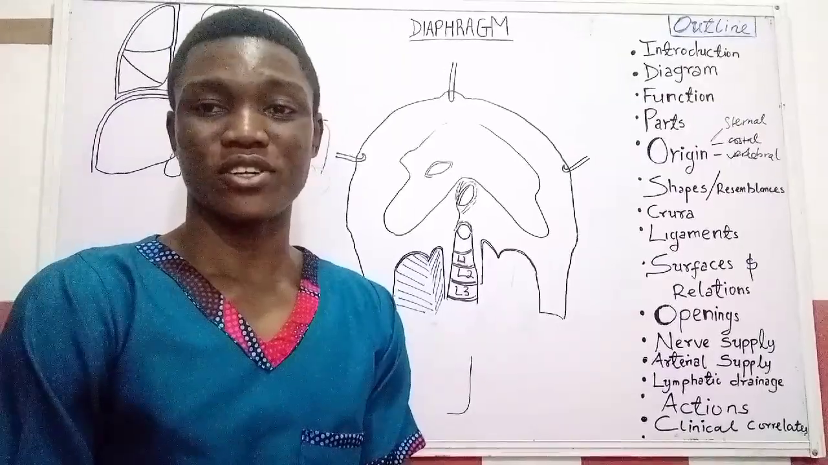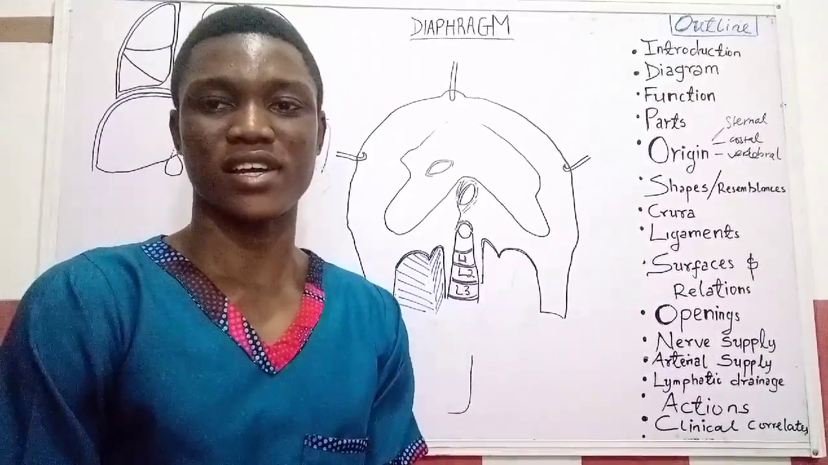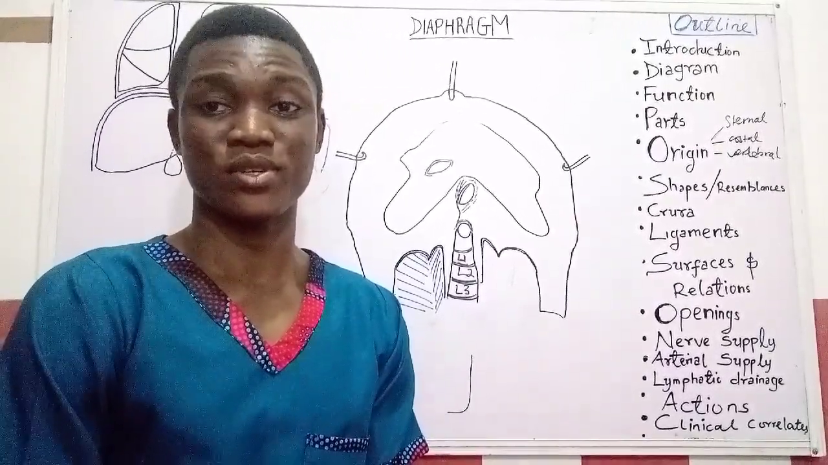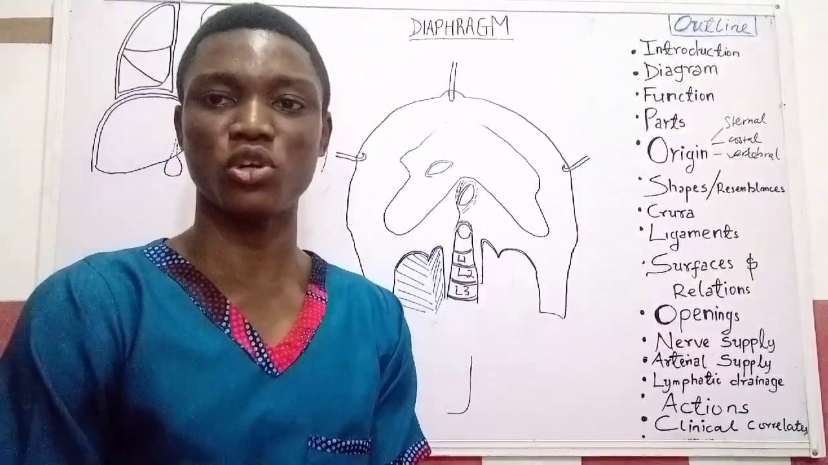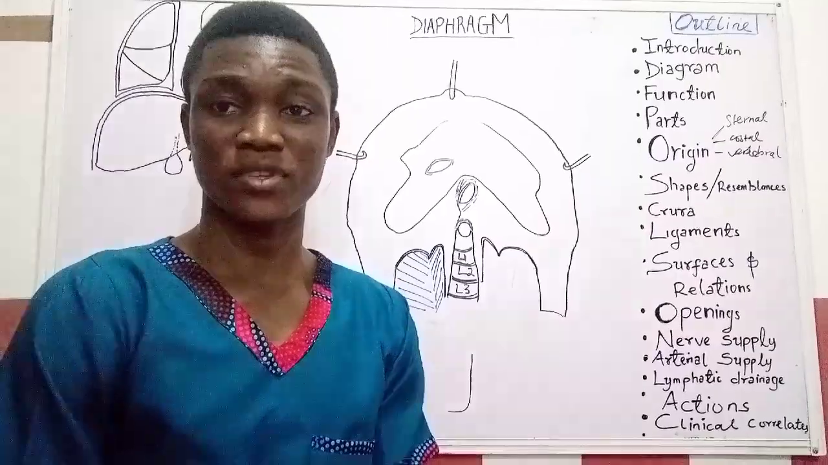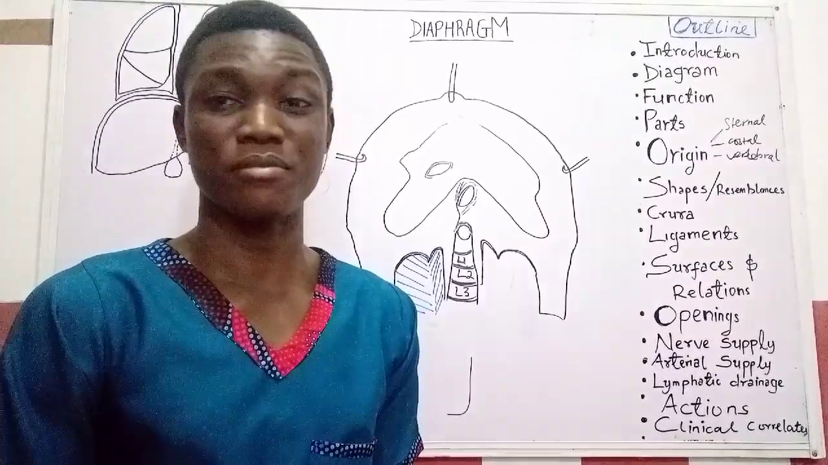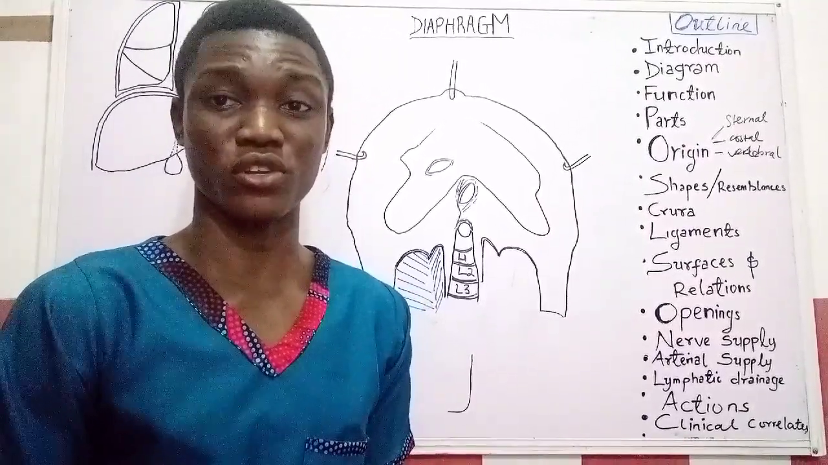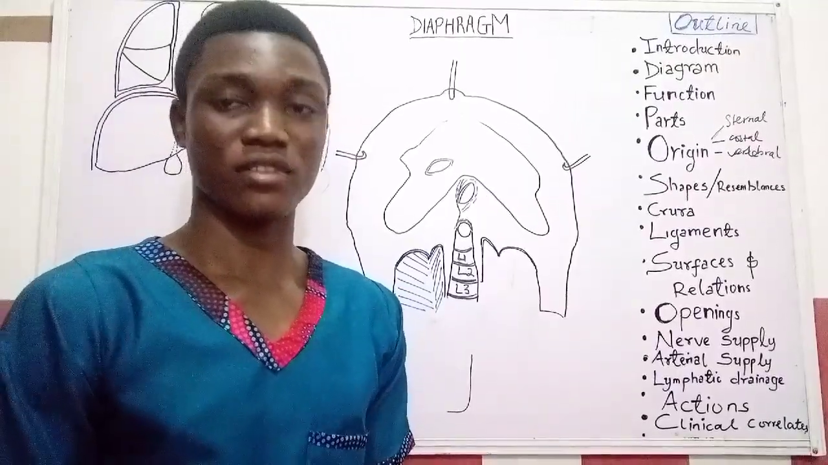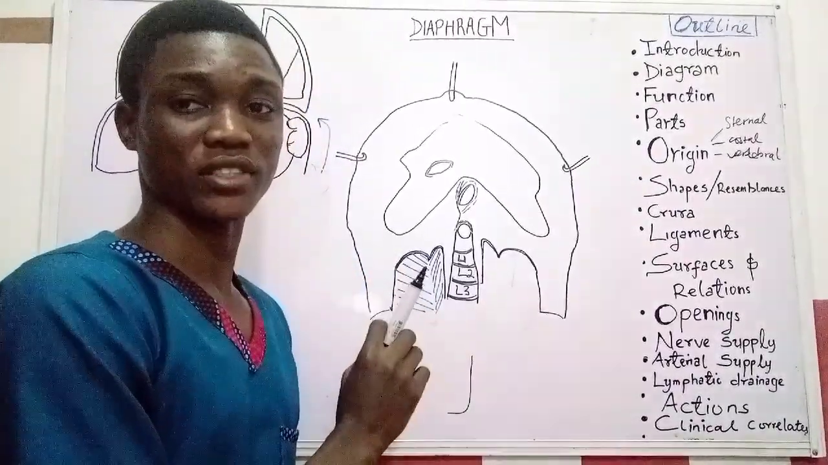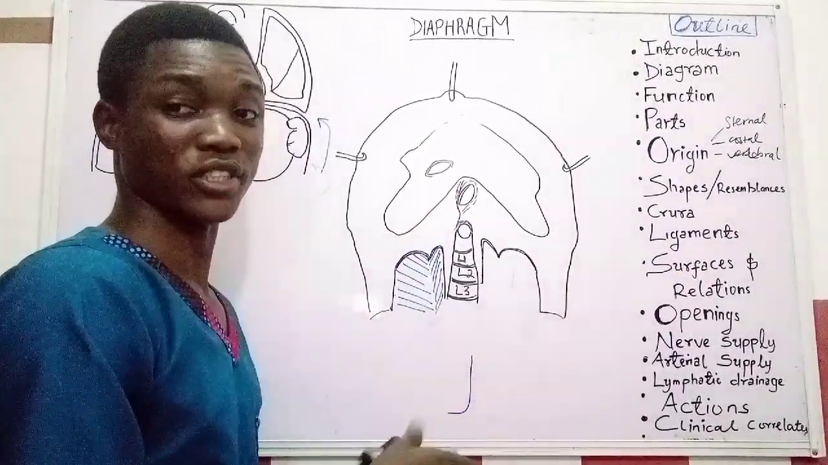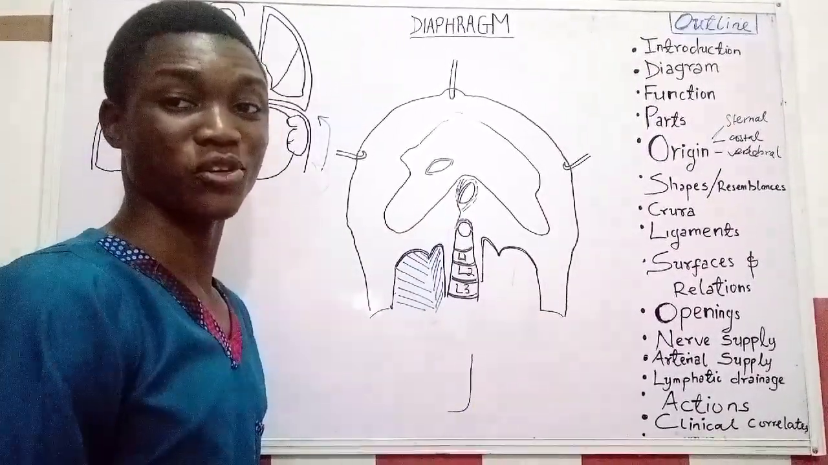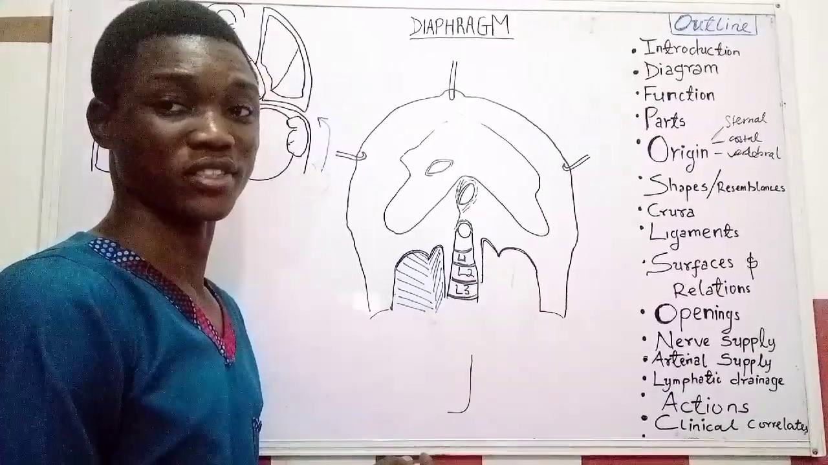The openings of the diaphragm are divided into two. So we have the major openings and the minor openings. For the major openings, there are just three. Then the minor openings, there are many of them, but we will mention all of them here. For these major openings, we have the vena cava opening, the esophageal opening, and the aortic opening.